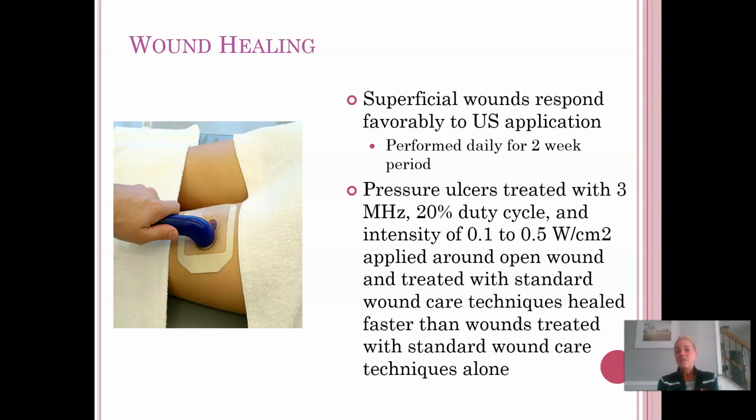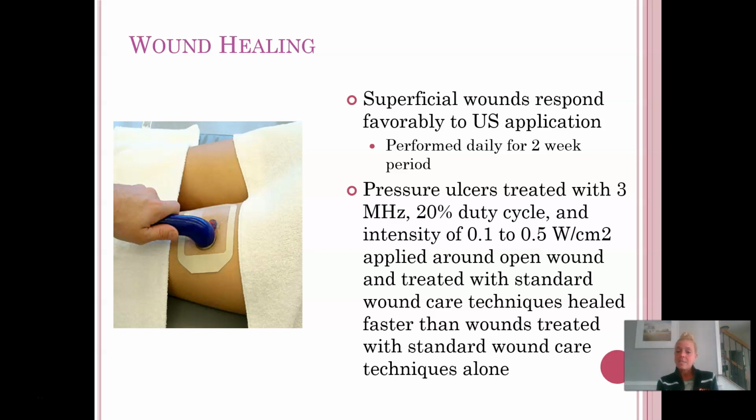In another study, they looked at pressure ulcers or bed sores that were treated with ultrasound. The settings that they used were 3 megahertz, so a superficial setting, a 20% duty cycle, so they kept it pulsed and weren't trying to heat the area, and low intensities of 0.1 to 0.5 watts per centimeter squared. They did the ultrasound around the wound, and I'll talk about how you can treat wounds and then use that with standard wound care techniques. And they found that the patients who had the ultrasound healed faster than the patients who just got the standard wound care techniques.